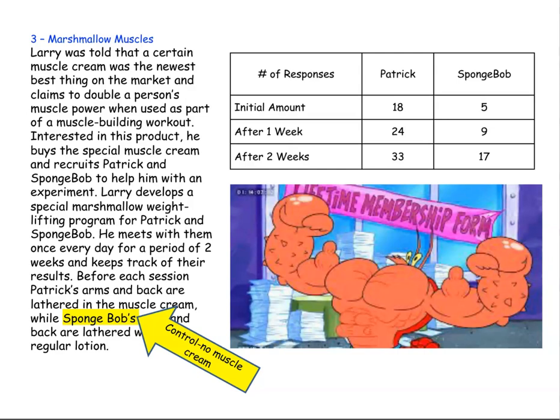And so he talks to Patrick and SpongeBob, and they agree to be part of his experiment. The control group is going to be SpongeBob, because when they work out, he's just going to put on normal lotion. So he's not getting the change. He's not going to get the independent variable.